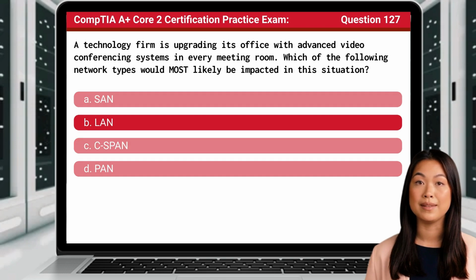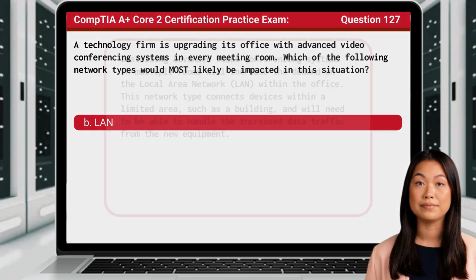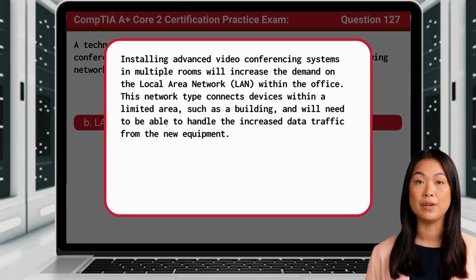The answer is B. LAN. Installing advanced video conferencing systems in multiple rooms will increase the demand on the local area network, or LAN, within the office. This network type connects devices within a limited area, such as a building, and will need to be able to handle the increased data traffic from the new equipment.